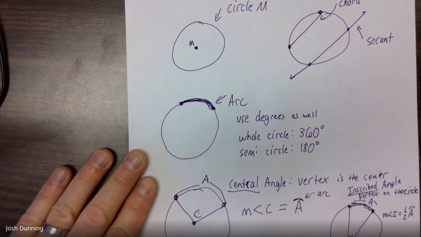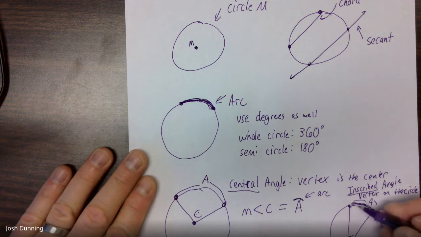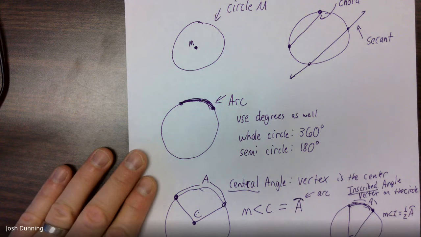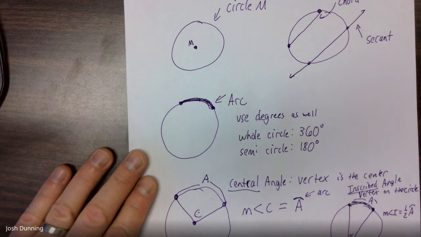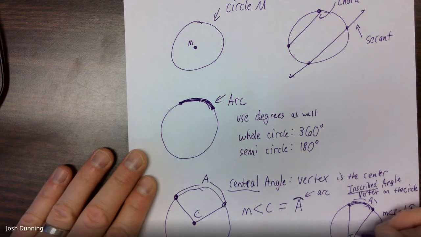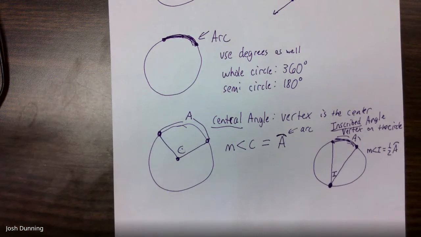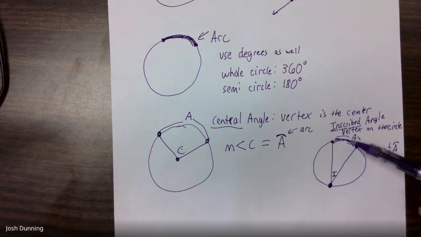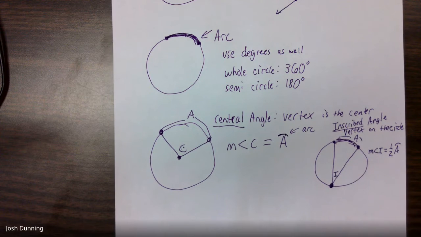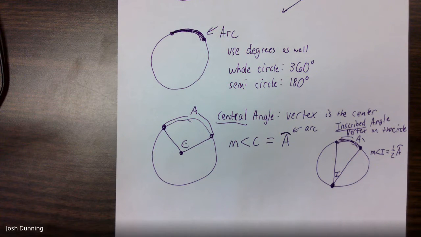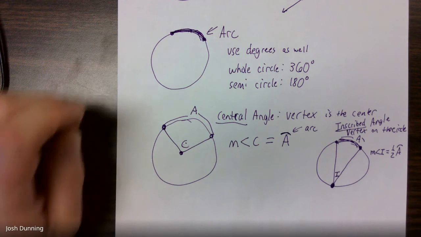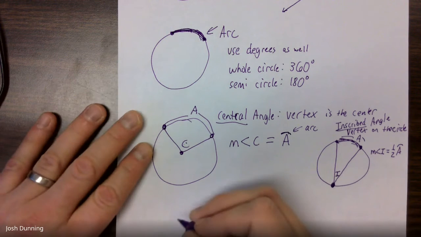So central, equal. That's 30 degrees, that's 30 degrees. Inscribed, the angle is half of the arc. You could also think about it as the arc is double the angle. Either way, if this is 30, that's 60. I just realized I'm cutting off a little bit here. So if this is 100, the arc is 100, the angle is 50. And now there's just a little bit more.